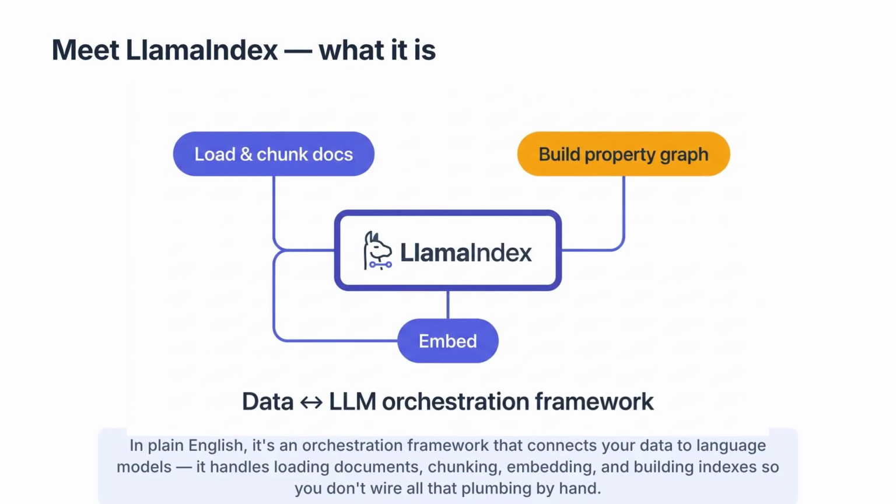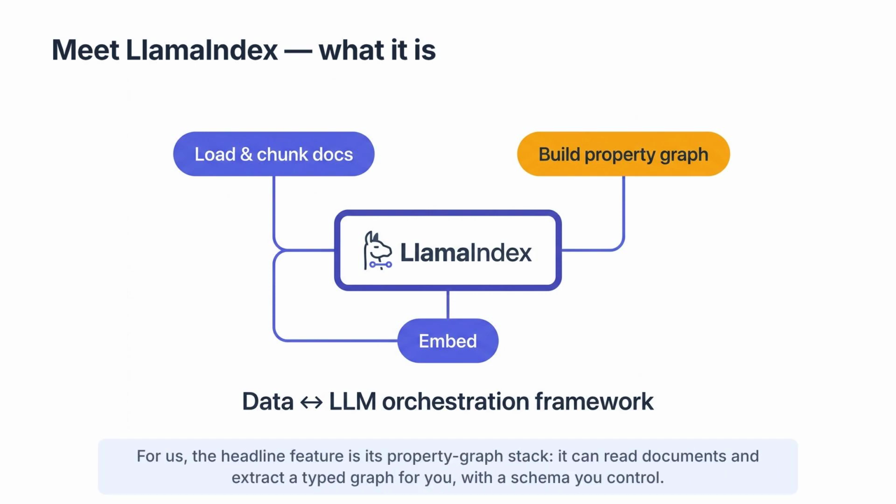First tool, LlamaIndex. In plain English, it's an orchestration framework that connects your data to language models. It handles loading documents, chunking, embedding, and building indexes so you don't wire all that plumbing by hand. For us, the headline feature is its property graph stack. It can read documents and extract a typed graph for you with a schema you control.